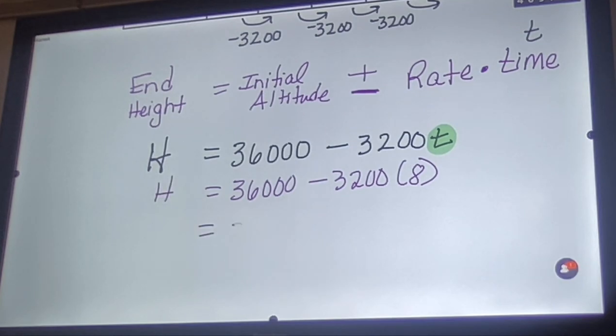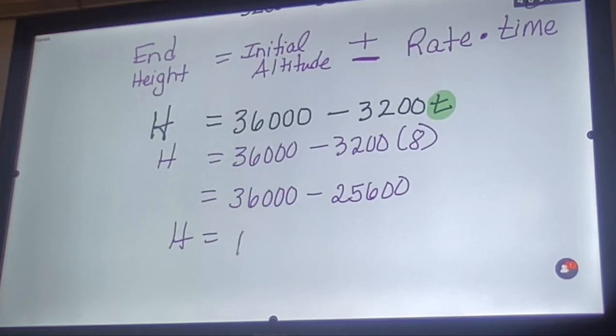All right, so we have 36,000. Daniel, 3,200 times 8 is? I got 25,600. Yep, and then when you actually subtract them, what is that end height? 10,400. Right, 10,400, and then that's feet.